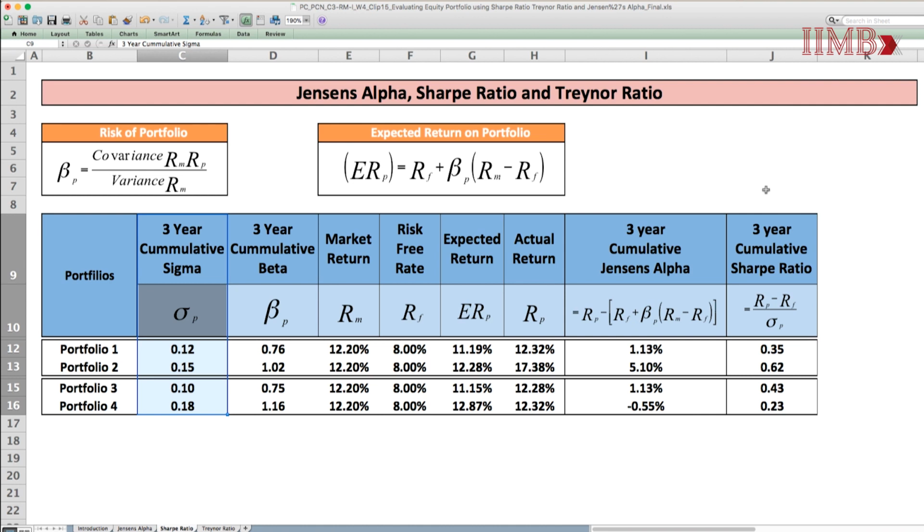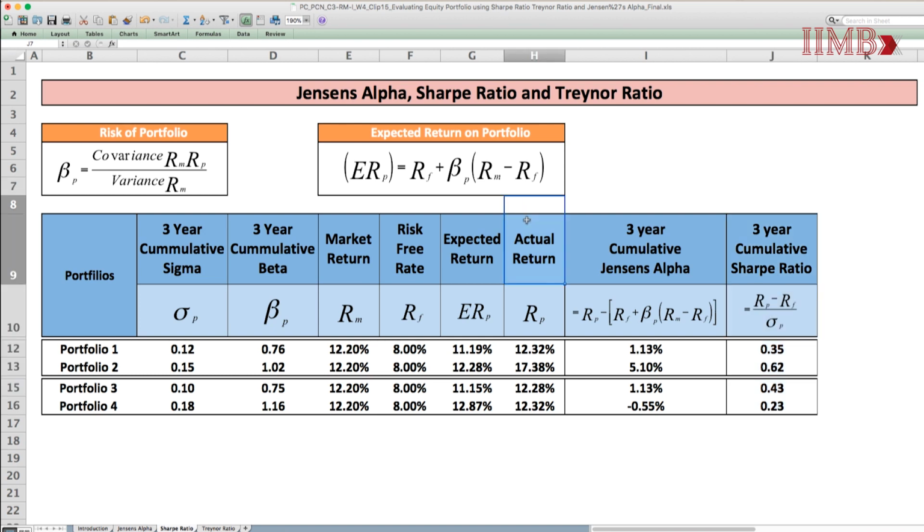The relative performance of different portfolios of equity stocks, in our case portfolio 1, 2, 3, 4, can be evaluated using the Sharpe ratio. Higher the Sharpe ratio, better the expected performance of that portfolio. Let's go back to the same spreadsheet to see how Sharpe ratio can be used. So what we see in this spreadsheet is just one extra column, which is the Sharpe ratio. And remember, the Sharpe ratio is to be calculated as the actual return on the portfolio minus the risk-free rate divided by the standard deviation of the portfolio.